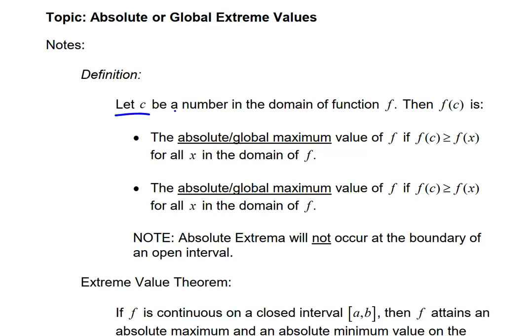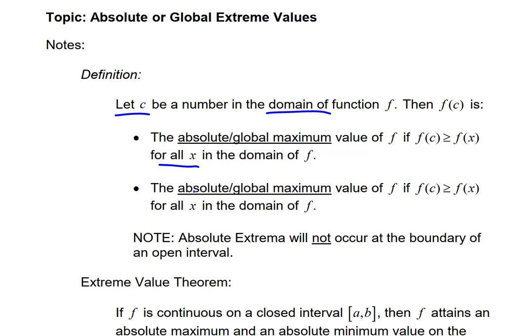We're going to let c be a number in the domain of the function f. Then f of c is possibly an absolute or global maximum value of f if f of c is greater than or equal to f of x for all x in the domain of f. You'll notice the distinction here between the definition of the relative or local maximum that we did previously. Now it's for all x. That's what the global or absolute connotes in this case.